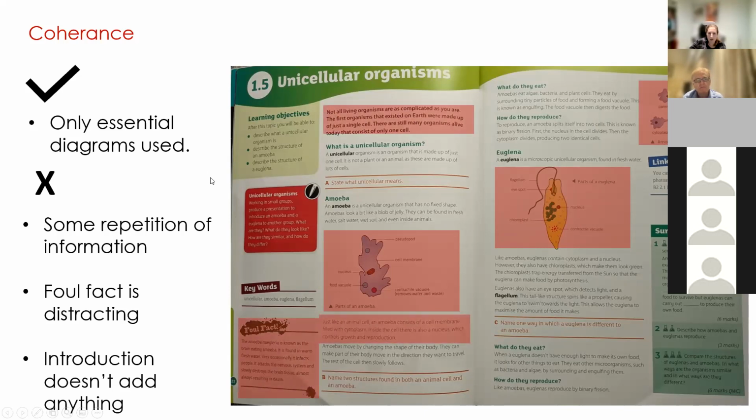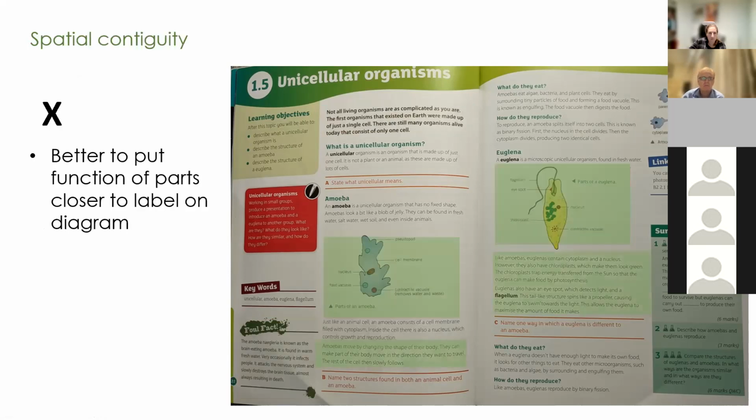Those are the bits we could lose. So, we've got the diagrams, we've got the parts, but we've got the function of each part a little bit away from the diagram. So they could be closer. We could put just a brief explanation under each part about what it does, each of these new parts. That could be better.